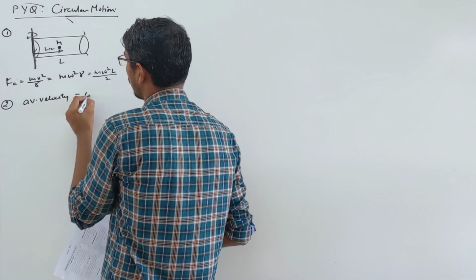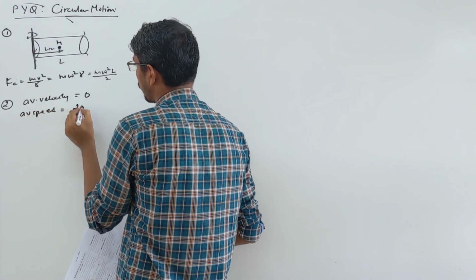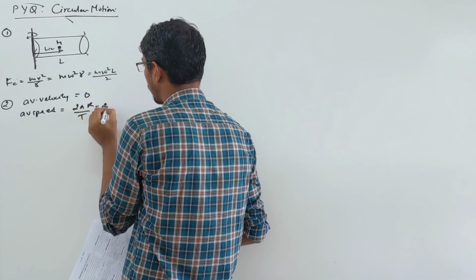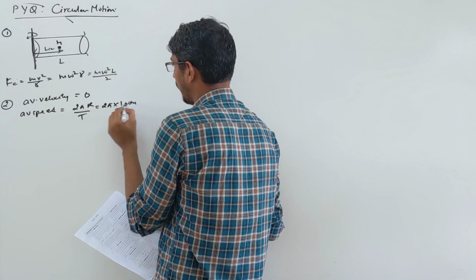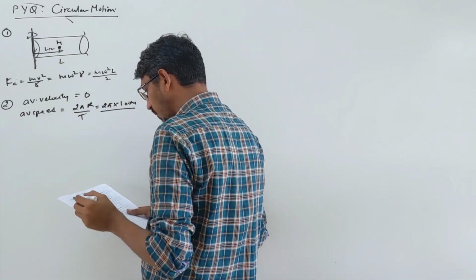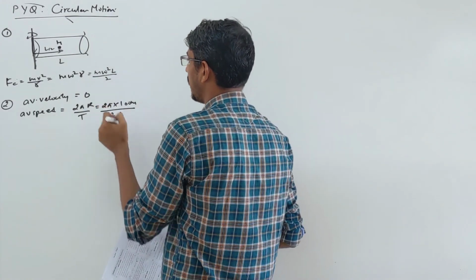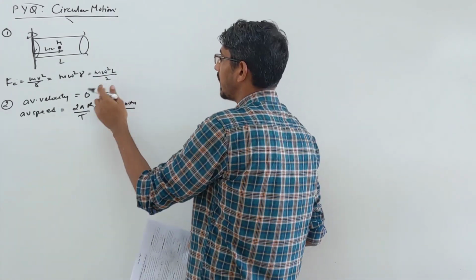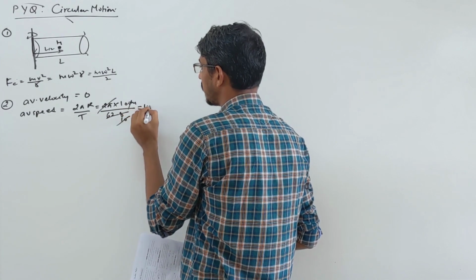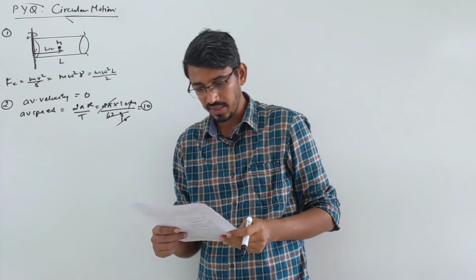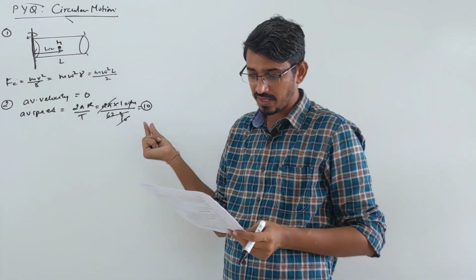But if you talk about average speed, then you calculate total distance, which is 2 pi r by time t. So 2 pi r is given to you as something like 100 meter, divided by what is given? 62.8. So pi is actually 3.1 something, double becomes 6 point something, and the 10 times 10 goes here, so what is the answer? 10 meter per second. So what is the correct answer? Average velocity is 0 and average speed is 10 meter per second.